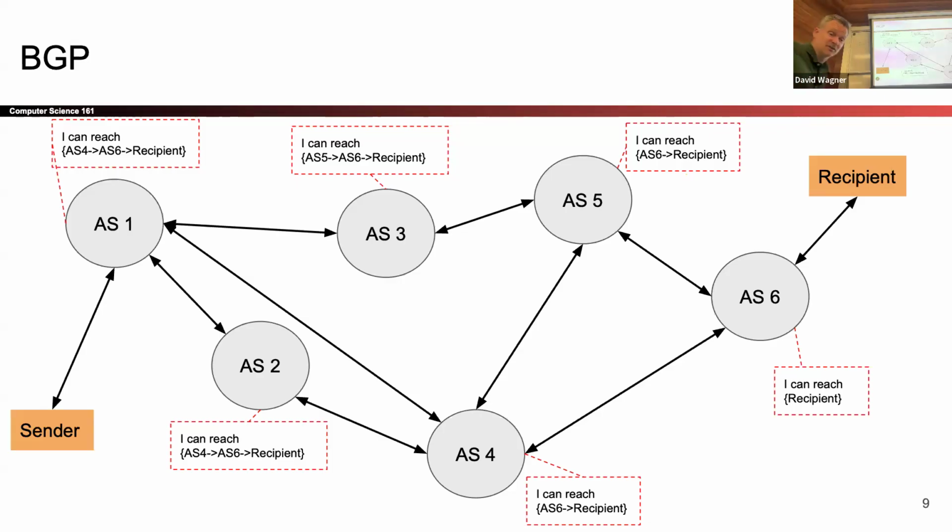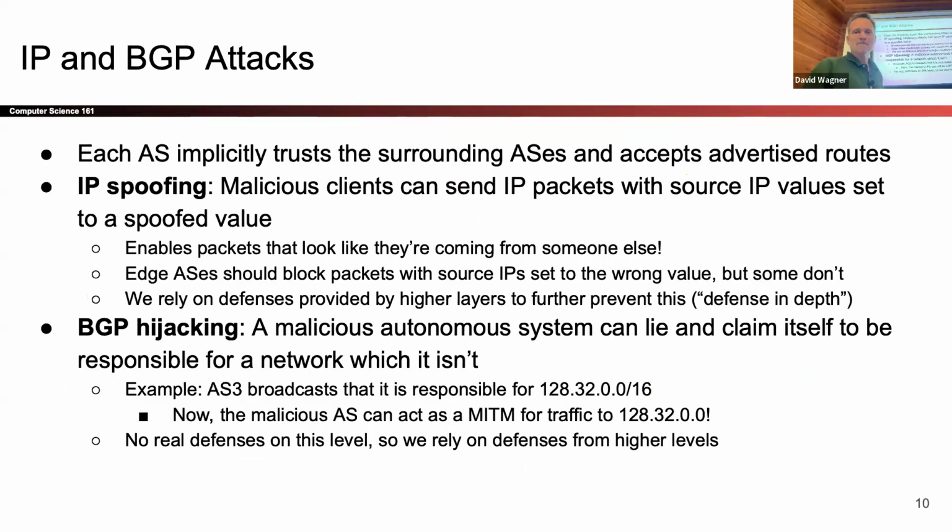So BGP has no security. And this is the second of the threats that I was going to talk about. This is BGP hijacking. Any BGP router can just claim to have a route to some subnet or some website. And there have been incidents where this has happened.